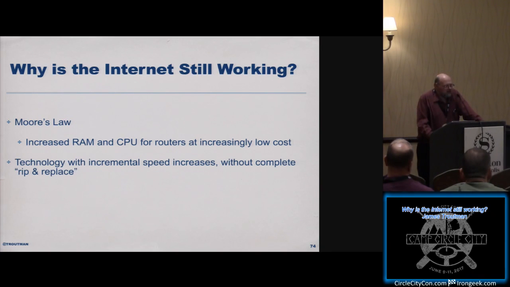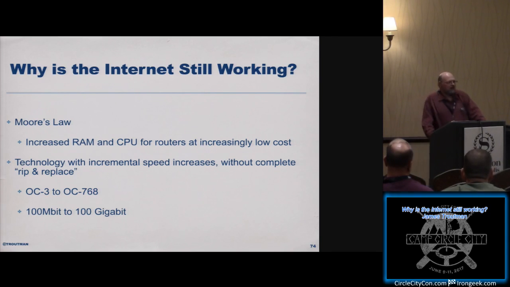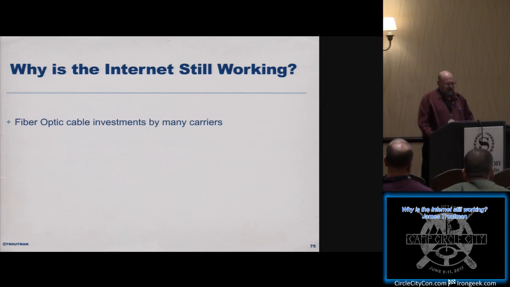We've also had technology that's had incremental speed increases, so we didn't have to completely rip and replace. We've been able to upgrade SONET systems from OC3 to OC768. We've gone from 100 meg fast Ethernet to 100 gig, and it's still essentially Ethernet. I mean, it's different, but over the years you were able to buy new switches and new routers where you had the option: you can buy that really expensive upgrade card and now you've got 10 gig ports, or you can buy that other really expensive upgrade card, now you have 100 gig ports. You didn't have to replace the entire box to do it.